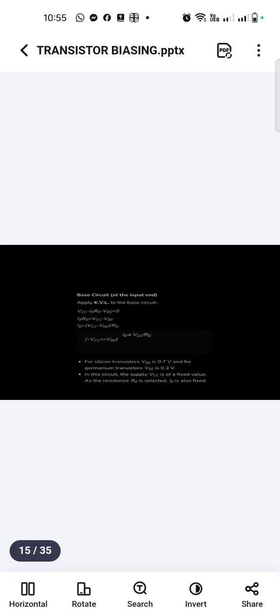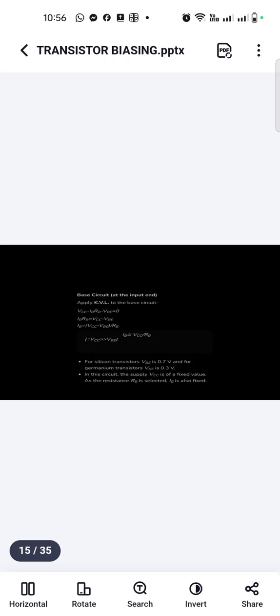Now we have one condition: VCC is greater than VB, because this VB is the potential barrier. If it is silicon material, the value is 0.7. If it is germanium, silicon is 0.7 and germanium is 0.3. That value is very low compared to VCC, so we can neglect it. If it is low or high, we will neglect it, right? That's the way. Here also we will neglect that. So the remaining term is IB equals VCC by RB.